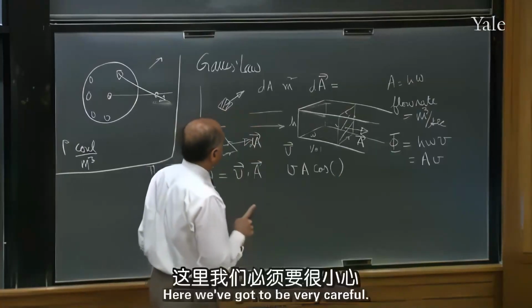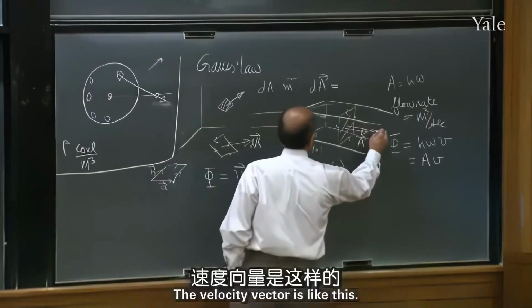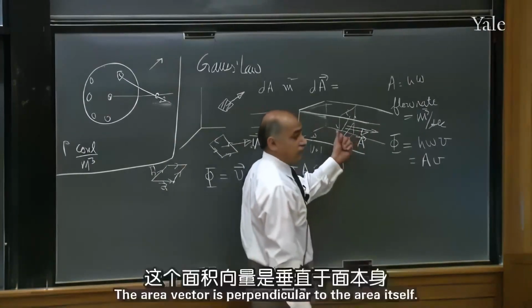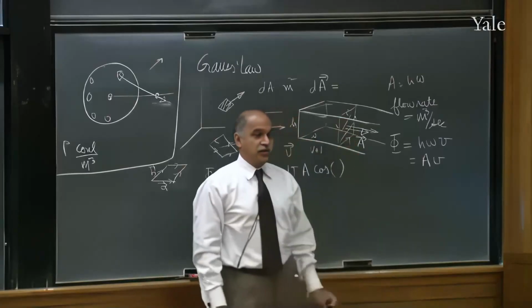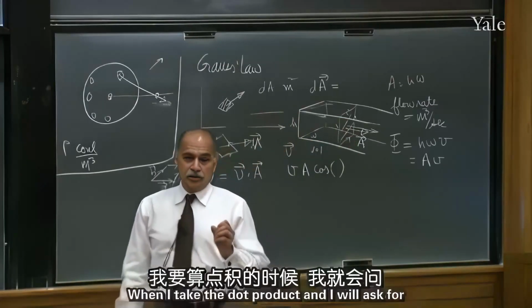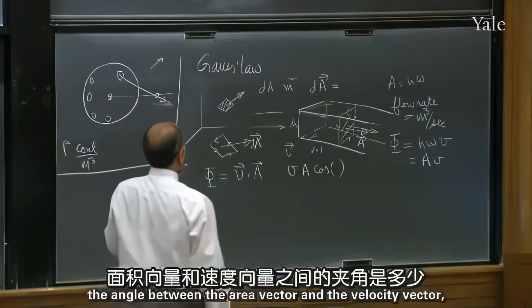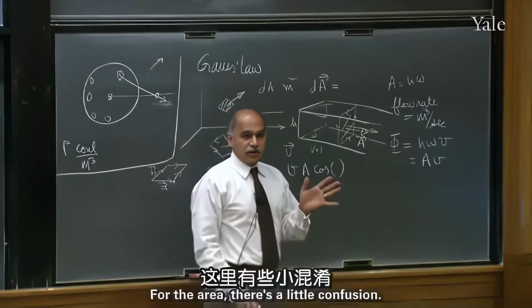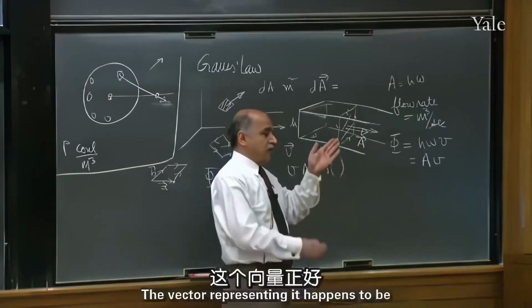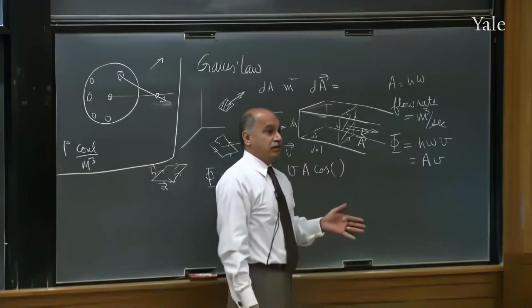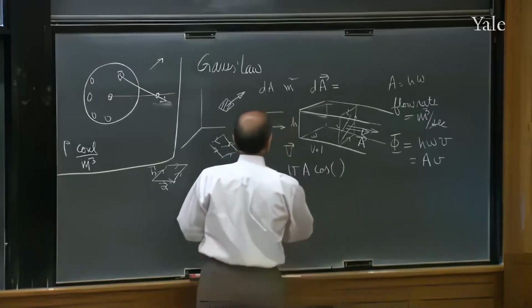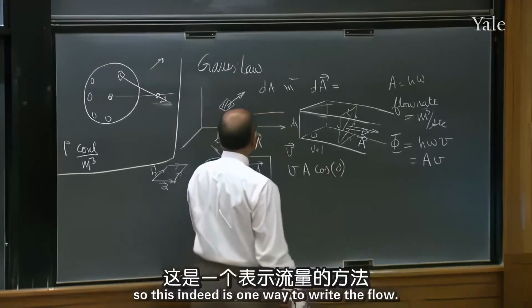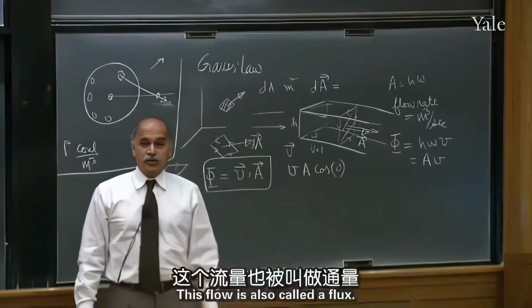Here you've got to be very careful. The velocity vector is like this. It's perpendicular to the plane, but don't say it's cosine of 90. The area vector is perpendicular to the area itself. You understand that? When I take the dot product and I ask for the angle between the area vector and the velocity vector, that angle is 0. So for an area, there's a little confusion. The vector representing it happens to be perpendicular to the plane of the area itself. So if you remember that, then V dot A is VA times cosine 0. So this indeed is one way to write the flow. This flow is also called the flux.